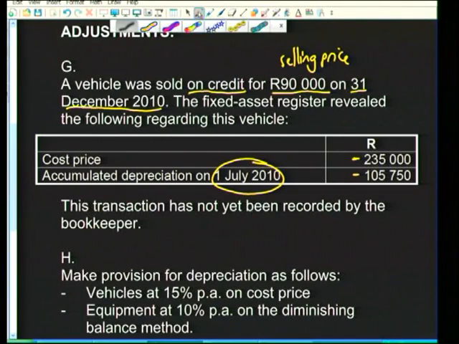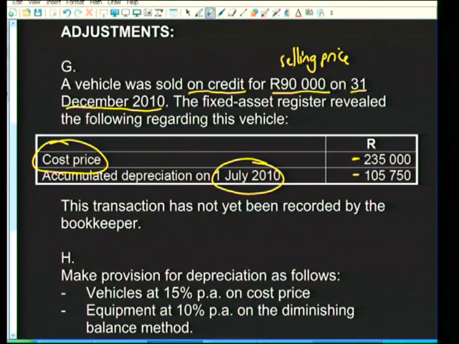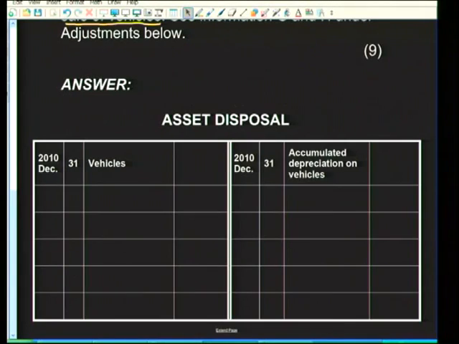Our first step in asset disposal is always to record the cost price on the debit side of the asset disposal account. So in our information, the cost price was 235,000. So the first step will be to record 235,000 in this block over here. That is the cost price of the vehicle that I have sold.